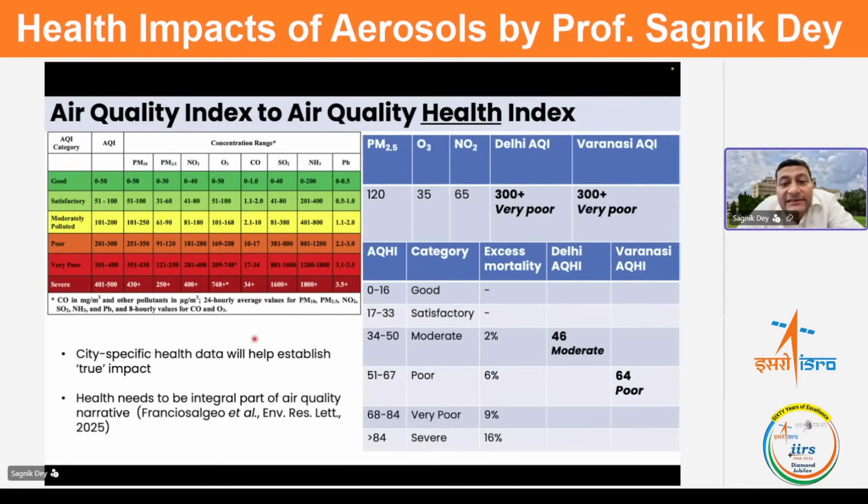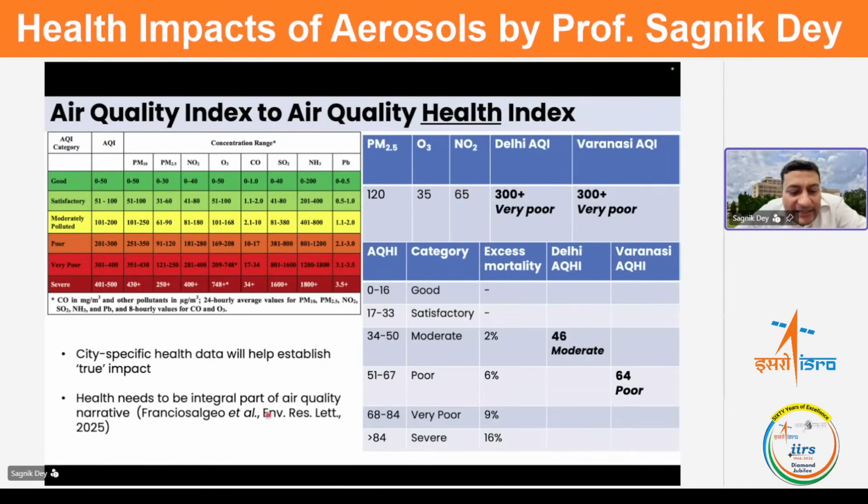Coming back to air quality index, I showed one example, and based on our analysis, what we are proposing is that because the health outcome is not uniform when you are exposed to ranges of air quality index, if we are really concerned about air pollution because of the health impacts, the air quality index, which is only looking into the concentrations, must be updated, or you can say converted, to an air quality health index, where you actually consider the city-specific or region-specific health data.